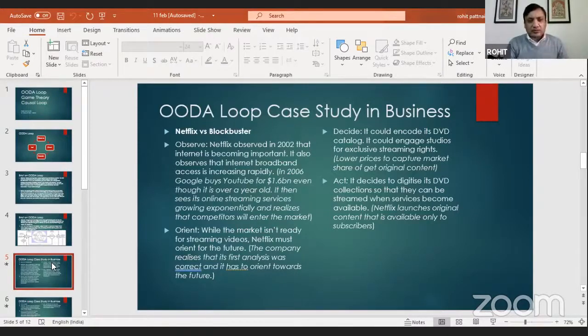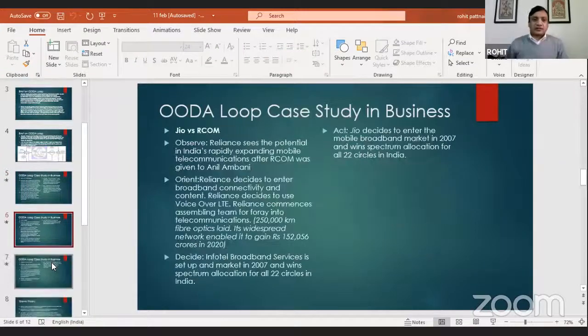Now, moving on to the next one, Jio versus Arcom. I don't want to get into that, but most of us would know that when the Ambani empire was split, communications, Reliance Com, was something the elder Ambani, Reliance, had started. I mean, he was keen on acquiring, but in the split, it went to his brother. However, just look at the clarity. He always knew that this had tremendous potential, and he just waited for the right time.